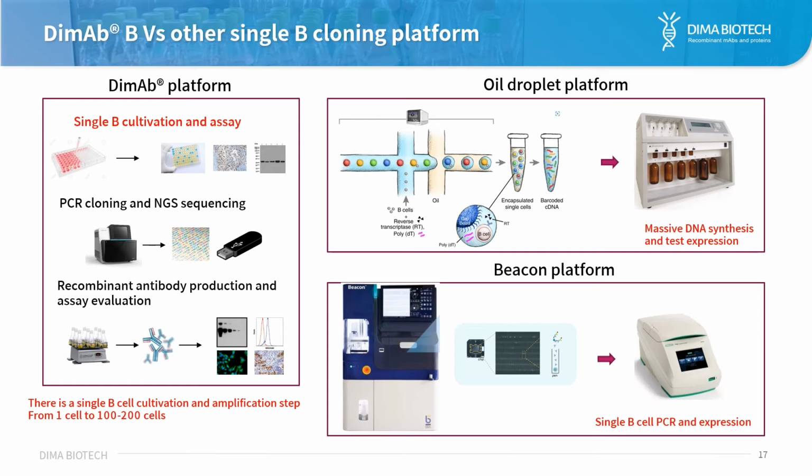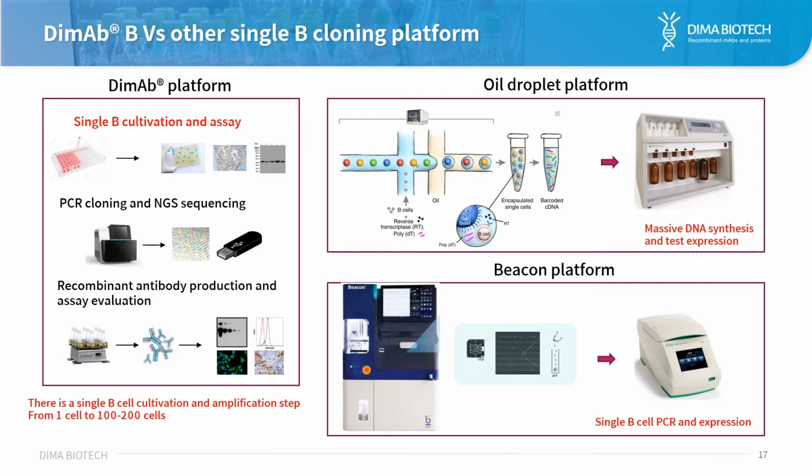There are many ways to do this. On the right side, I list two different B-cell cloning strategies used by other biopharma companies. The Beacon platform uses a highly sophisticated and expensive machine, like a FACS sorter, to sort the B cells onto a glass slide. The slide contains thousands of different vials. Each vial can only hold one cell and several nanoliters of medium. The cells are cultivated in a vial for 24 hours and secrete antibodies into the medium.